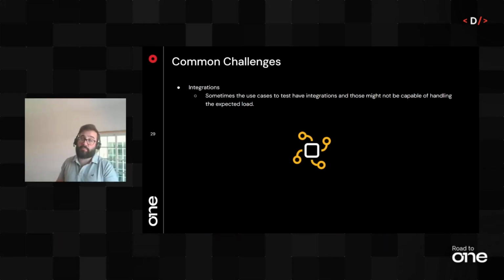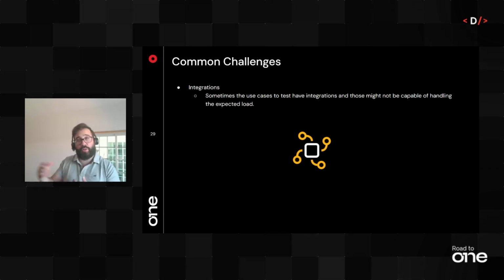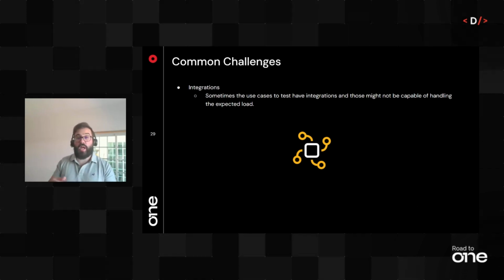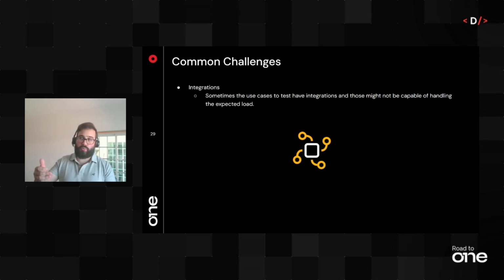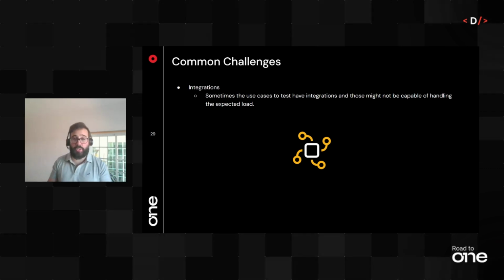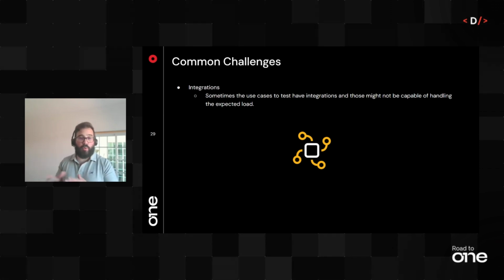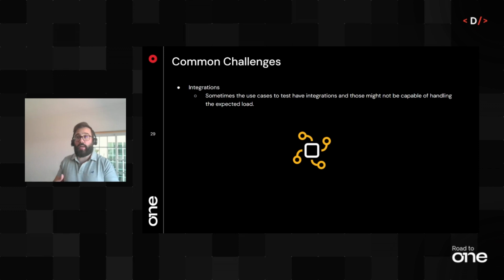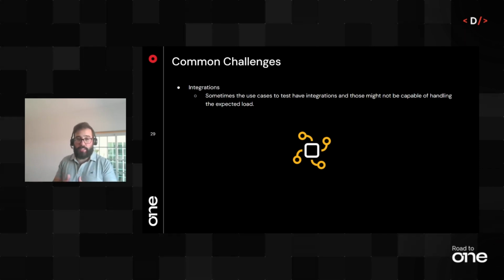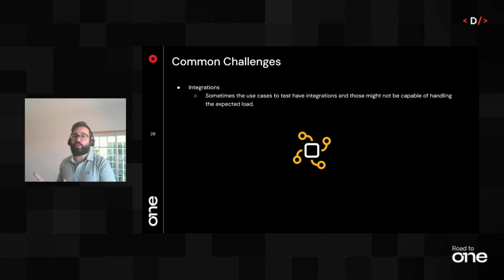In some cases, an integration in the pre-production environment or in a test environment is not ready to handle the load that we are aiming for in our application, and that makes that integration the obvious bottleneck at the moment. And with that, we cannot uncover possible issues or other bottlenecks in our application before going to production.